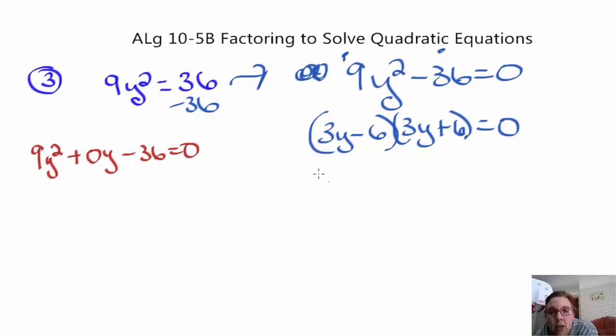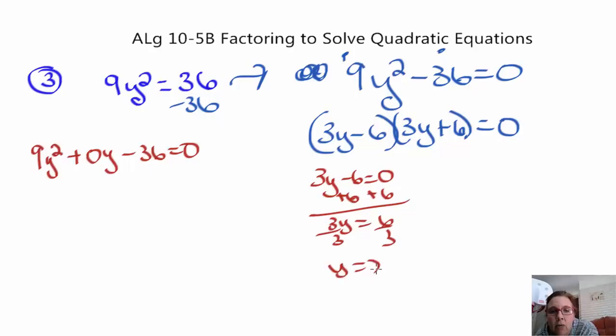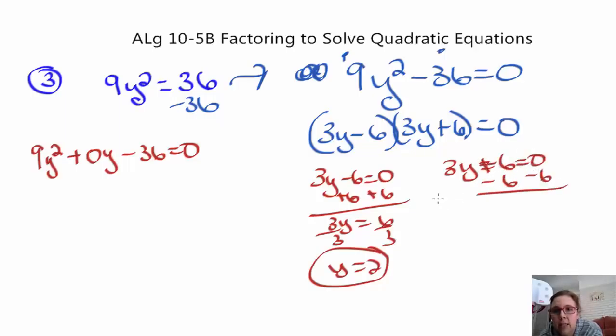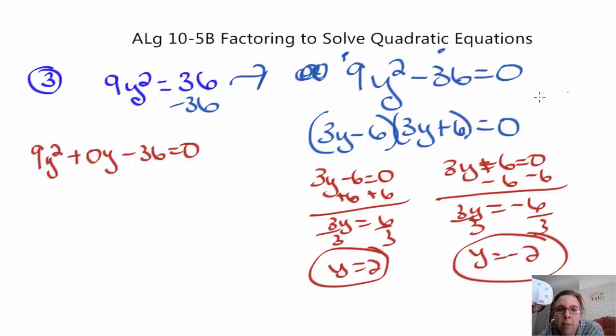Okay, so then you set these each equal to 0. 3y minus 6 equals 0. We're going to add 6, so 3y equals 6, divided by 3, y equals 2. Over here, 3y plus 6 equals 0. Subtract 6, 3y equals negative 6. Divide by 3, y equals negative 2. Okay? So remember, if there's a perfect square here and a perfect square here and the minus sign, then this is what it would end up. Because if you FOIL it, your y's are going to cancel. That's why there's not any y's there.